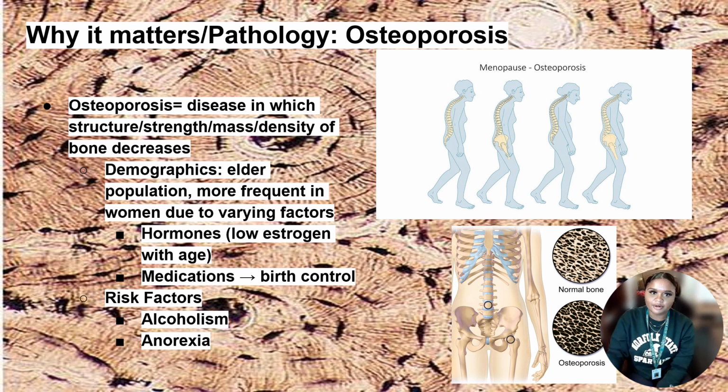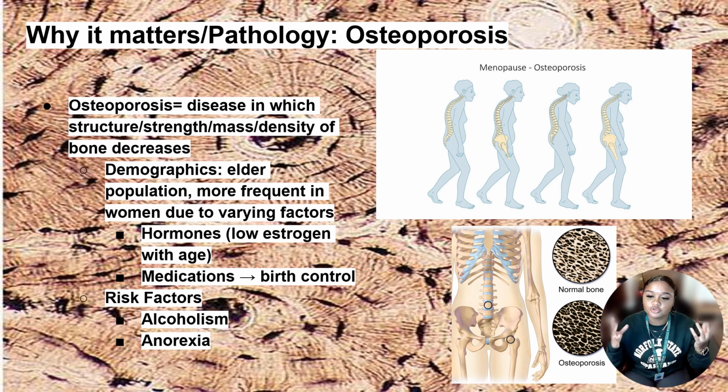So, okay, why it matters. The pathology for osteoporosis, for example, is a disease in which the overall bone structure, whether it's its length, mass, or density, decreases. And yes, that has to do with aging, but the demographics for the most part are the elder population, and specifically women. Women are predisposed to it.